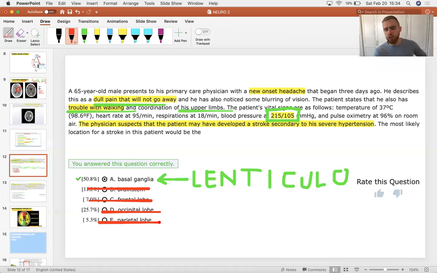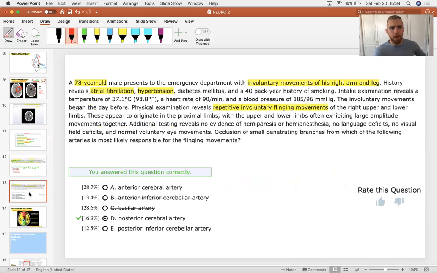That's not going to give you the motor symptoms. And so you're left with basal ganglia. Easy question. They just really want you to understand the location of these small, fine arteries. Here's a 78-year-old man presenting to the ED with involuntary movements of the right arm and leg.